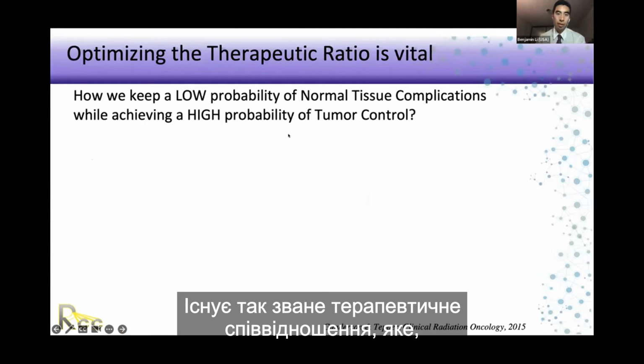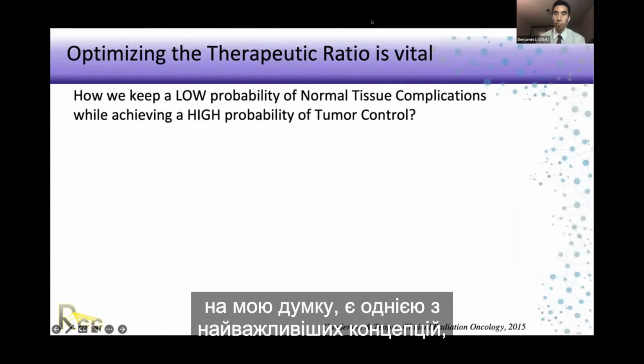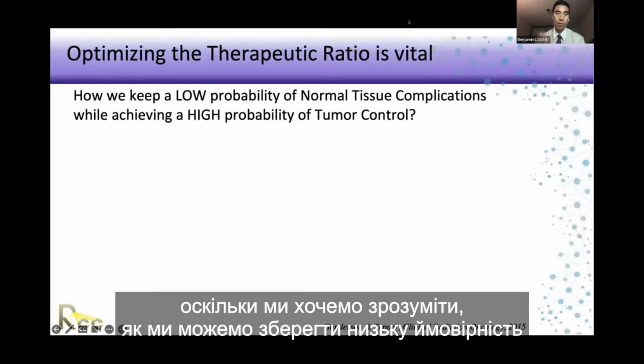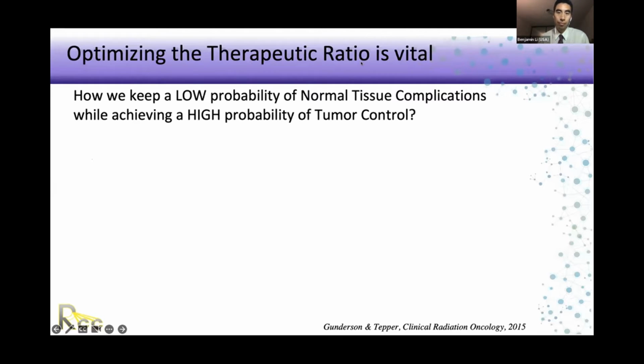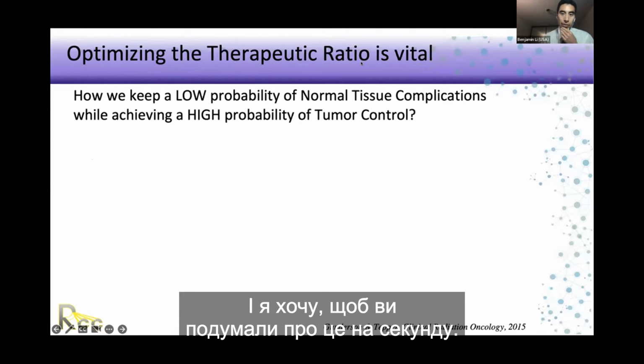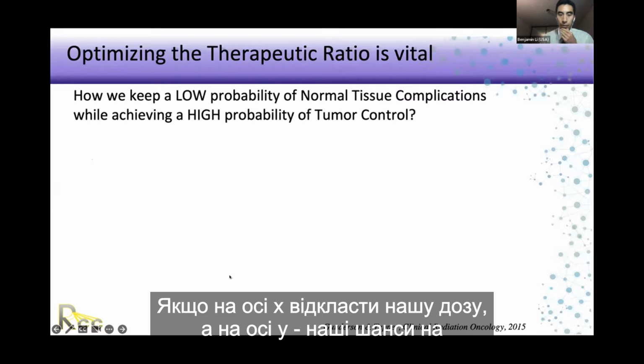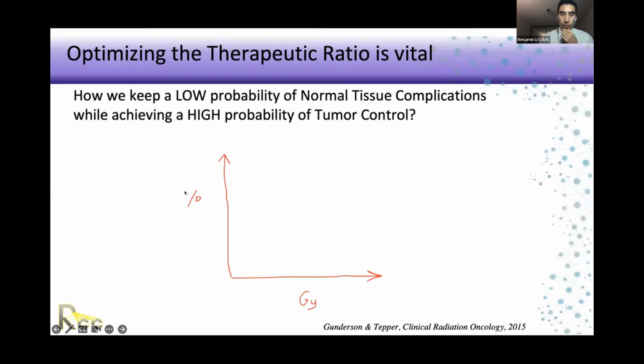There's something called the therapeutic ratio, which I think is one of the most important concepts, because we want to think, how can we keep a low probability of normal tissue complications while achieving high probability of tumor control? And I want you to think about this for a second. If on the x-axis, I have our dose, and on the y-axis, we have the chance for control.